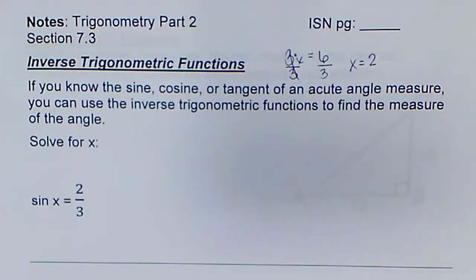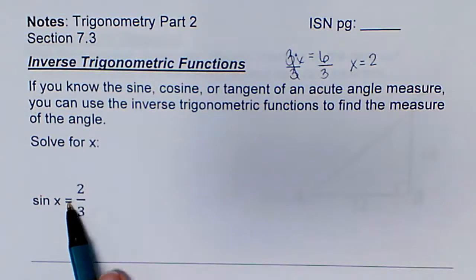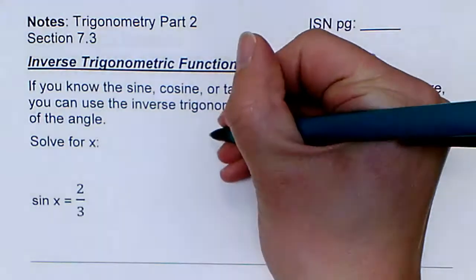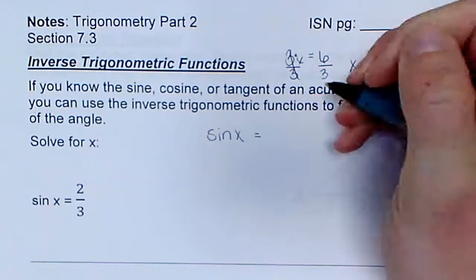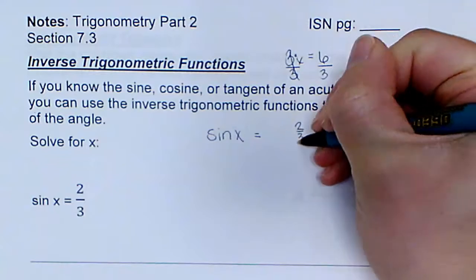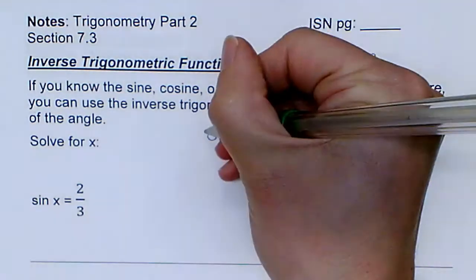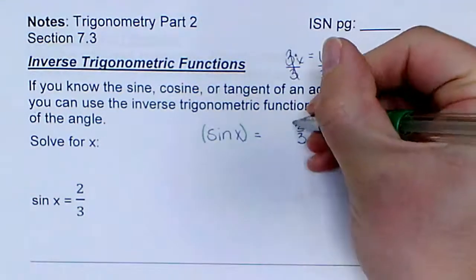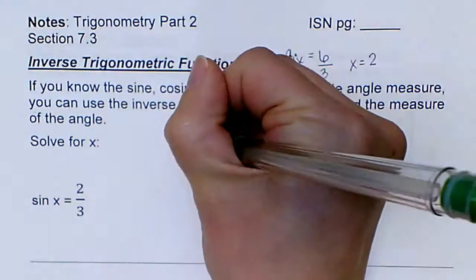I'm asked to solve for x. Typically, I would find sine of some angle measure, and it would equal some ratio. Well, here we don't know what x is. So if I have sine of x equals, I'm going to give myself what I'm going to do to the sine function is I'm going to apply the inverse sine function. So I'm going to apply to both sides because what you do to one side, you do to the other. I'm going to apply to both sides sine inverse.